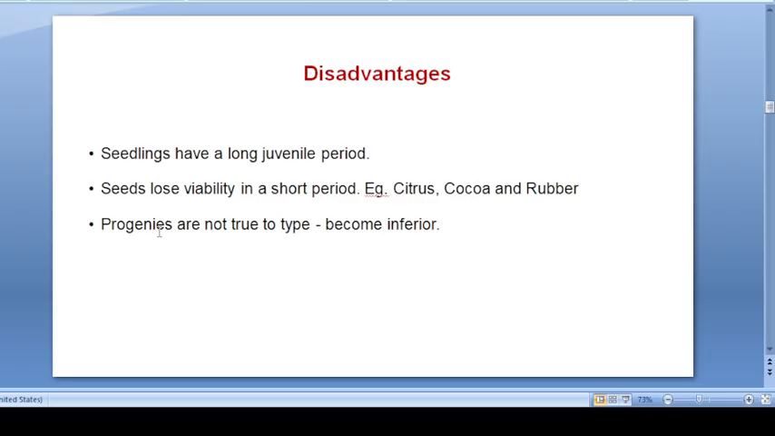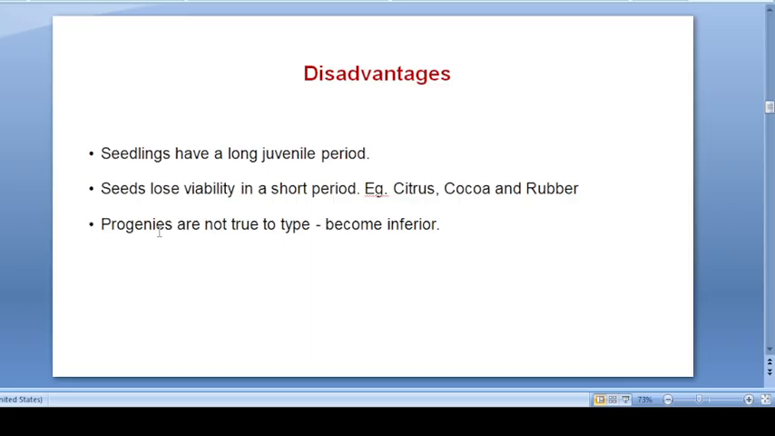And apart from this, the seeds sometimes lose viability very quickly. That is also one thing. And there will be no true to type here. That is also one disadvantage. Apart from this, there are some seed-borne pathogens which, even after treating, we cannot avoid in most of the vegetables. That is damping off, where even after seed treatment we cannot control that pathogen. That is one major drawback.